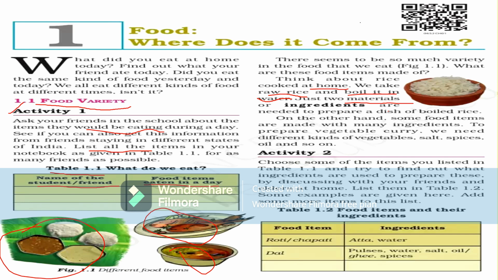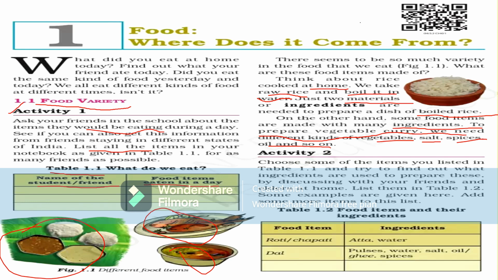So here we need only two materials or ingredients to prepare a dish, boiled rice. What are we preparing? We are preparing boiled rice. So we need only two ingredients, raw rice and water. On the other hand, some food items are made with many ingredients. We use many ingredients for other foods. This is only white rice, so we need only two ingredients. For other types of foods, we need different and many ingredients too. To prepare vegetable curry, we need different kinds of vegetables, salt, spices, oil, and so on.